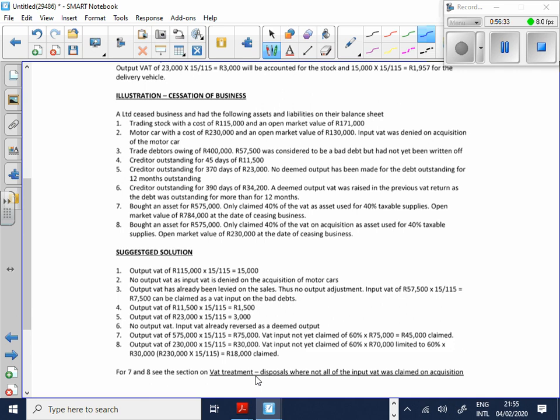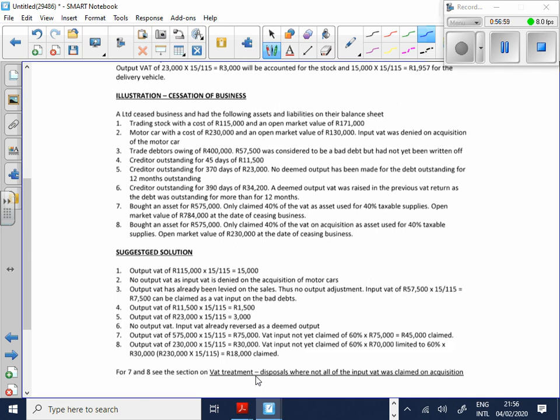Next one. It says creditor outstanding for 5 days of 11,500. What are you going to do? So they say you've stopped the business. You have not paid for the creditor. Because you have not paid for the creditor, we are going to give the VAT back. Are you guys comfortable with that? So any creditor that you have not paid for, you need to give the VAT back to SARS when you stop the business.